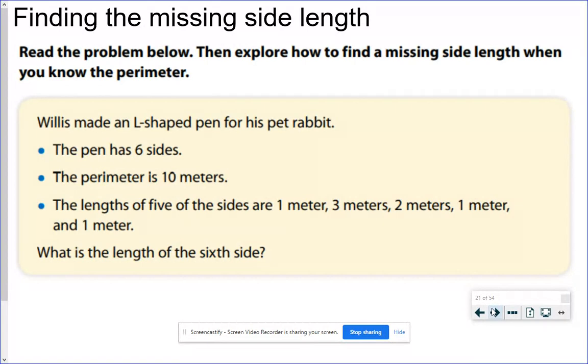So we're going to practice finding the missing side length. The problem below has a missing side length. Here's what we know. Willis made an L-shaped pen for his pet rabbit. The pen has 6 sides. The perimeter is 10 meters. The lengths of 5 of the sides are 1 meter, 3 meters, 2 meters, 1 meter, and 1 meter. So the question you're being asked is, what is the length of the 6th side?